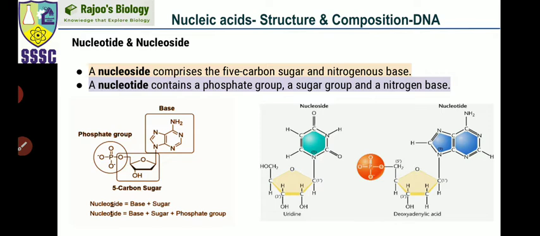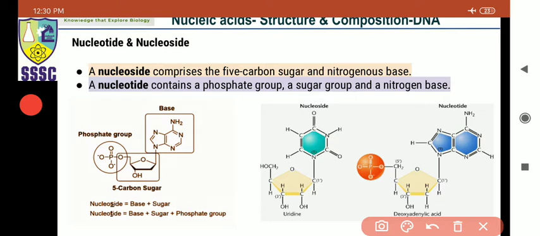Then there is a confusing pair of words, nucleotide and nucleoside. What is the difference between nucleotide and nucleoside? When a nitrogen base is alone, then it is a nitrogen base. When sugar is free, then it is a sugar. But when the nitrogen base binds with the sugar, then it is known as a nucleoside. Nitrogen base plus sugar.